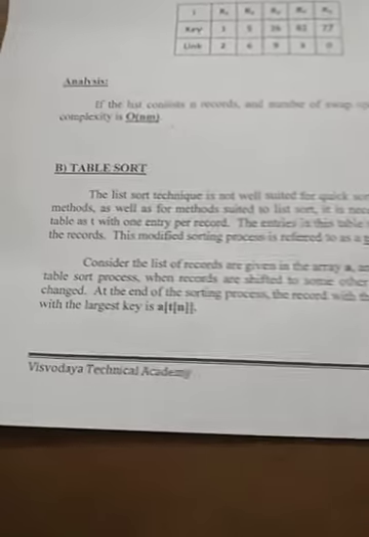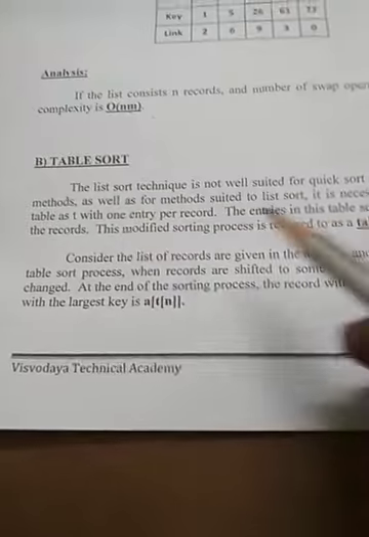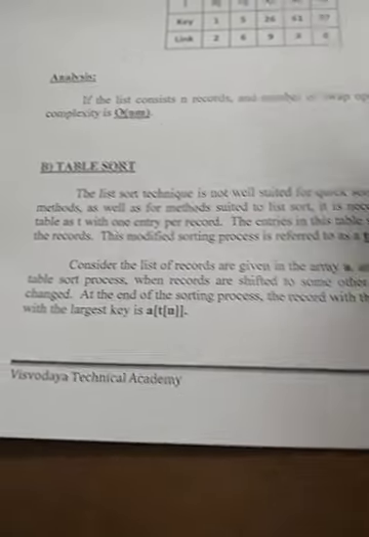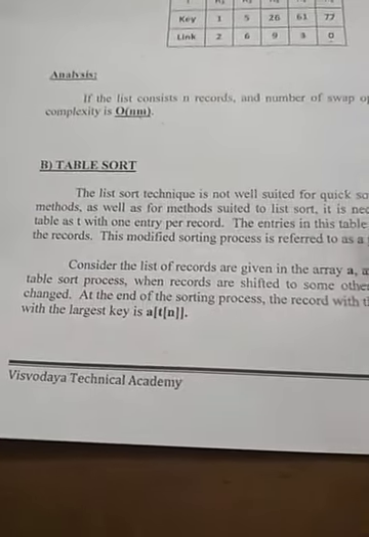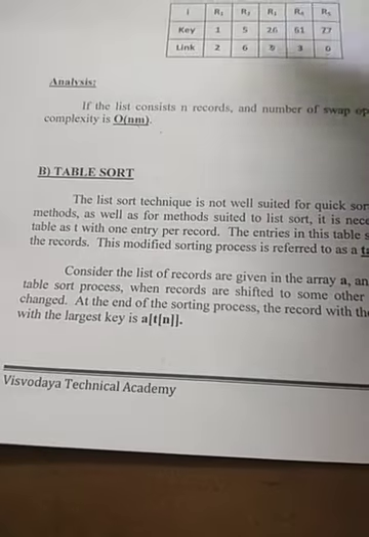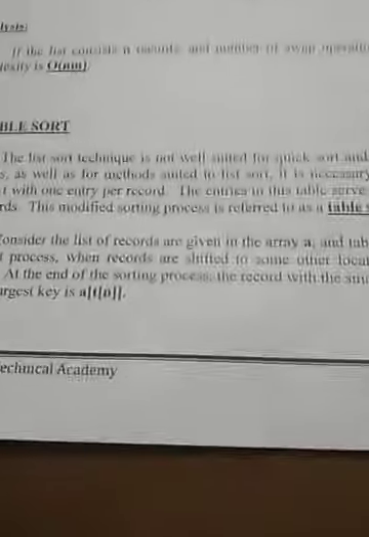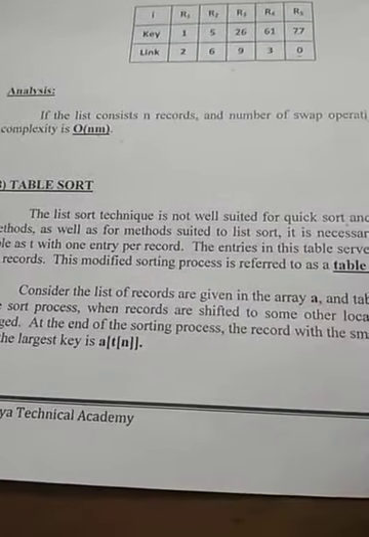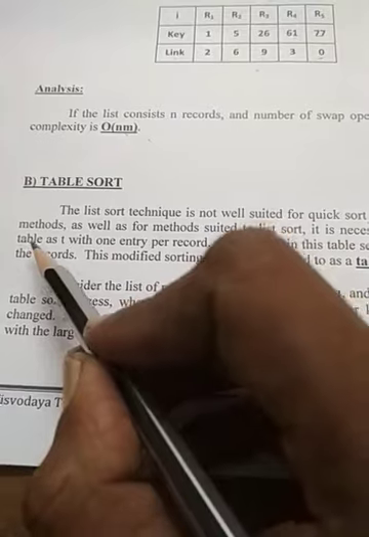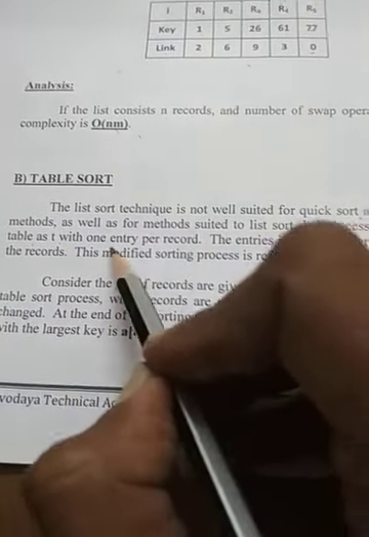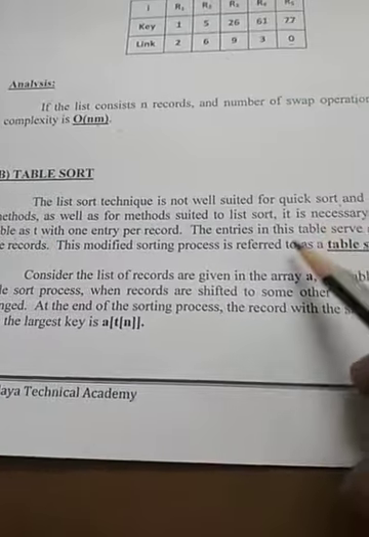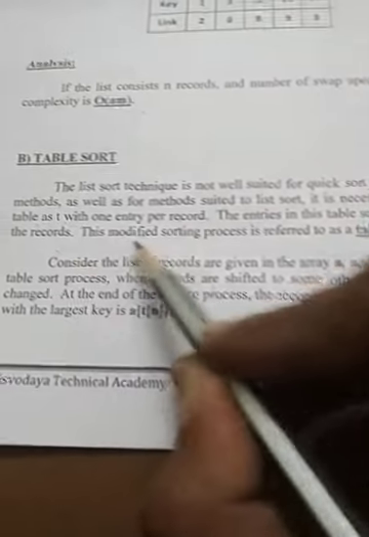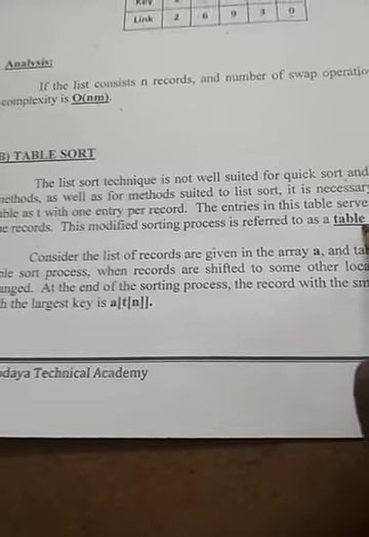There is another sorting technique available called table sort. The list sort technique is not well suited for quick sort and heap sort. Here we are using the selection sort procedure. Quick sort and heap sort cannot be applied on this particular list sort. For these sort methods as well as methods suited for list sort, it is necessary to maintain an auxiliary table T with one entry per record. The entries in this table serve as an indirect reference to the records. This modified sorting process is referred to as table sort.